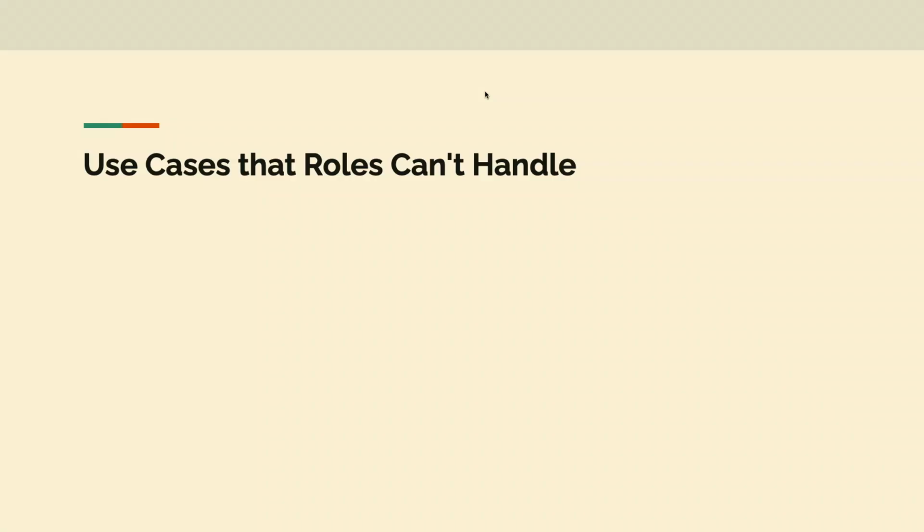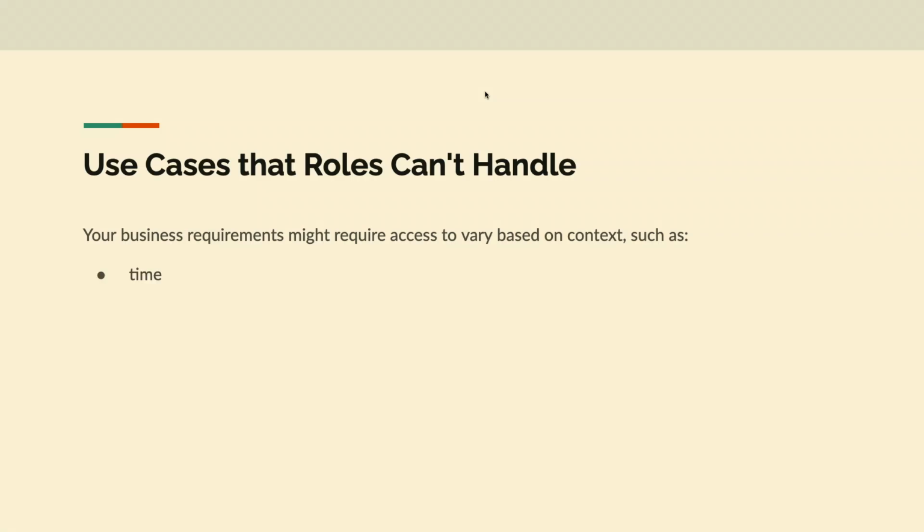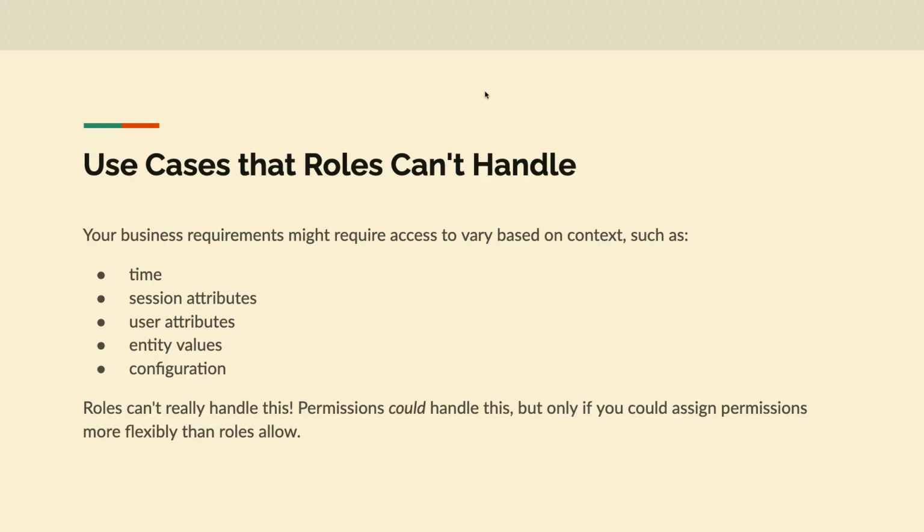So use cases that roles generally can't handle are when your business requirements require access to vary based on context, like time of day, time of week, session attributes, are they logged in from the right place, user attributes, entity values, or configuration. If you want someone's permissions to vary based on the day of the week, for example, they can only do certain activities during the work week, but not on the weekend, that's something that roles can't handle. So roles can't handle this stuff.